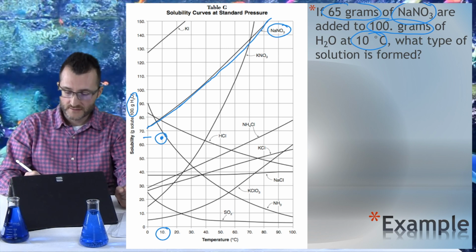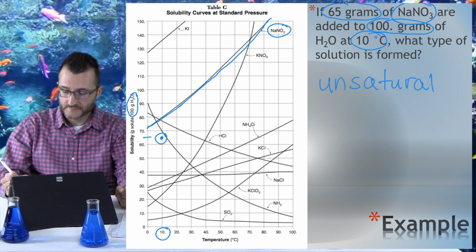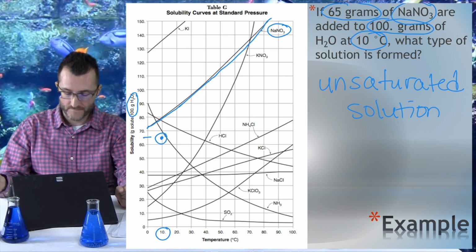That would be correct. All right, so while you're writing that down, there's one thing I'd like to point out here about table G, and this is something that students can get confused on. We circled sodium nitrate, NaNO3.